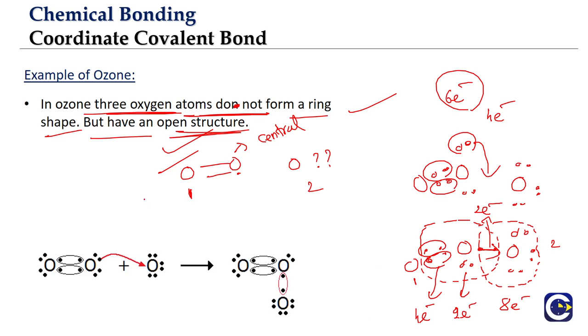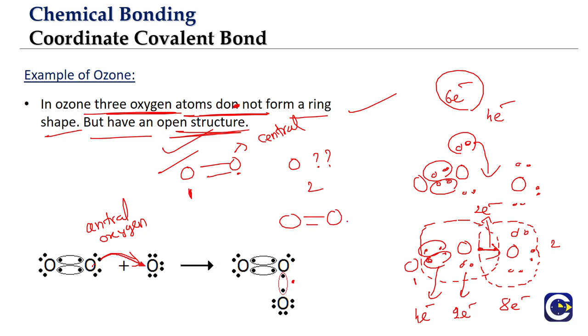So look at it. We have the central oxygen, right? The central oxygen has already formed two bonds, a double bond with another oxygen. So this covalency is completed, but how can it still form a bond with the third oxygen? Coordinate covalent bond. So you can see here this pair is fully contributed by the central oxygen.